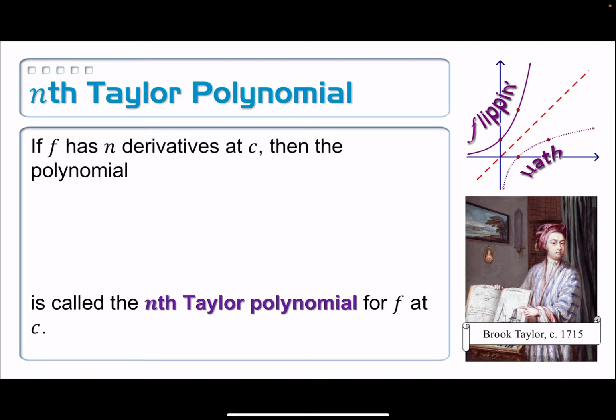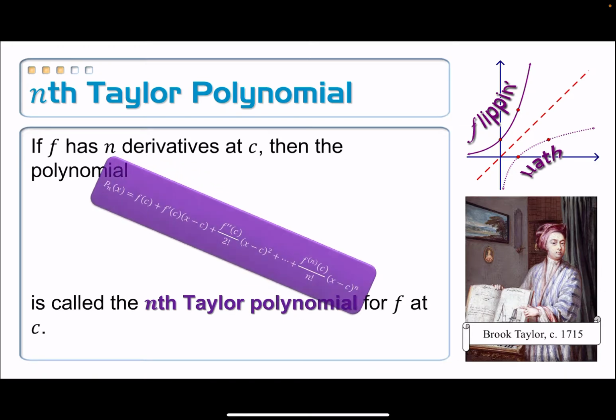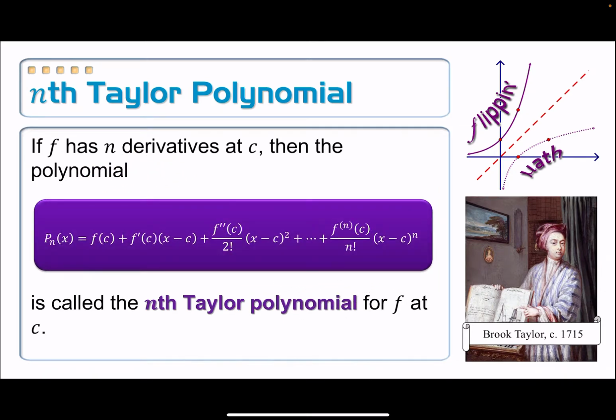Remember that your function has to have at least n derivatives evaluated at c, c being your center point. If that center point is 0, we call it the Maclaurin polynomial, I should say. This is what the polynomial looks like. Each term has this form, where we take x minus your center point raised to the nth power, and the coefficient of each term is the nth derivative evaluated at your center point, divided by n factorial.